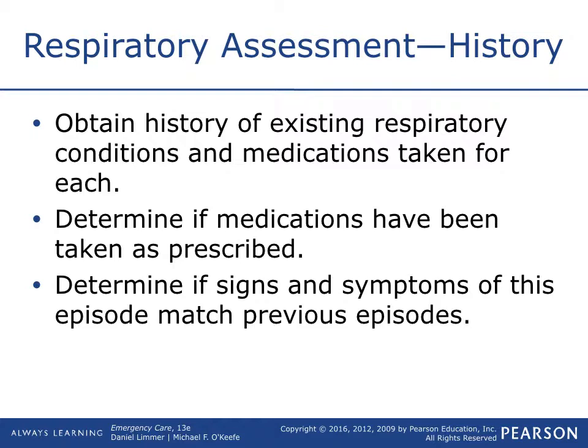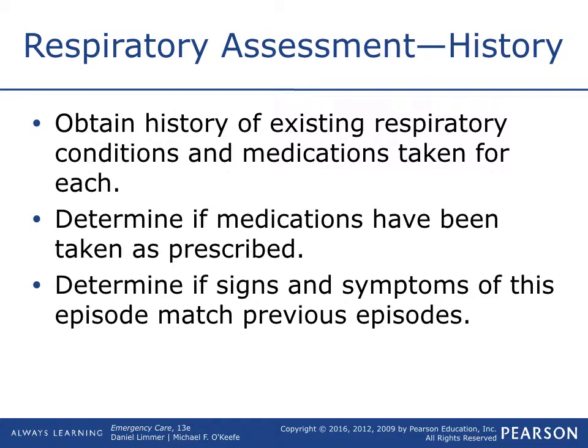You know, if they're having difficulty breathing, are they on nebs? Have they been prescribed albuterol? Are they taking it at home? Are they taking it today? Are they asthmatic? Do they have an inhaler? Do they have COPD? Obtain that history of existing respiratory conditions. Determine if medications have been taken as prescribed and determine if signs and symptoms of this episode match previous episodes.